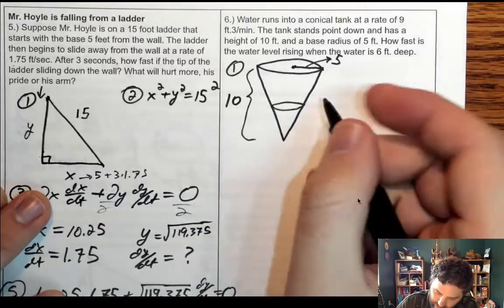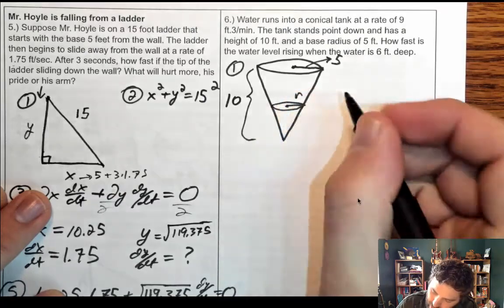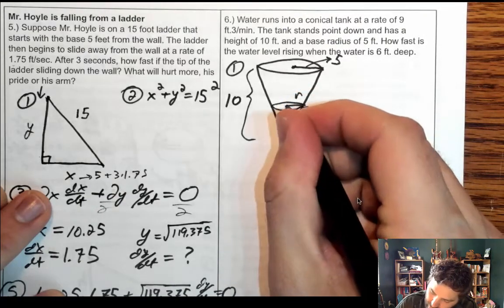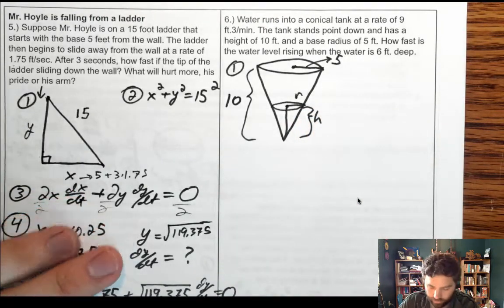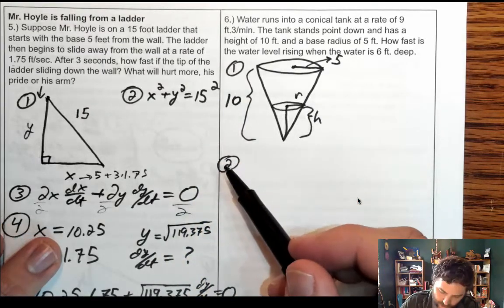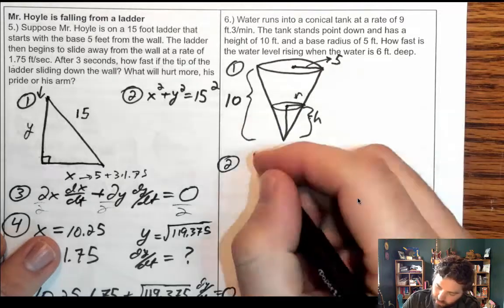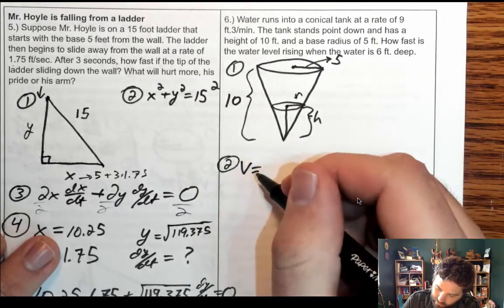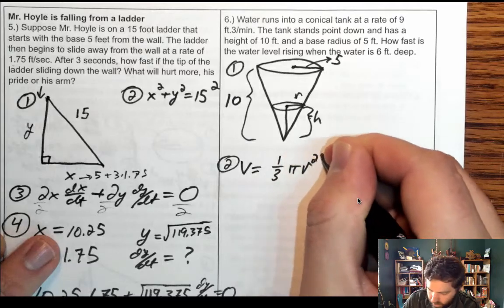Water's pouring into this tank, and so the radius of the water is unknown and it's changing. And then the height of the water is also unknown and it's changing. So we'll label that R and H. And then for step 2, we need a model that's going to relate V, the volume of the water, R and H. And that's just going to be the volume of a cone. So it's going to be V equals 1/3 pi R squared H.